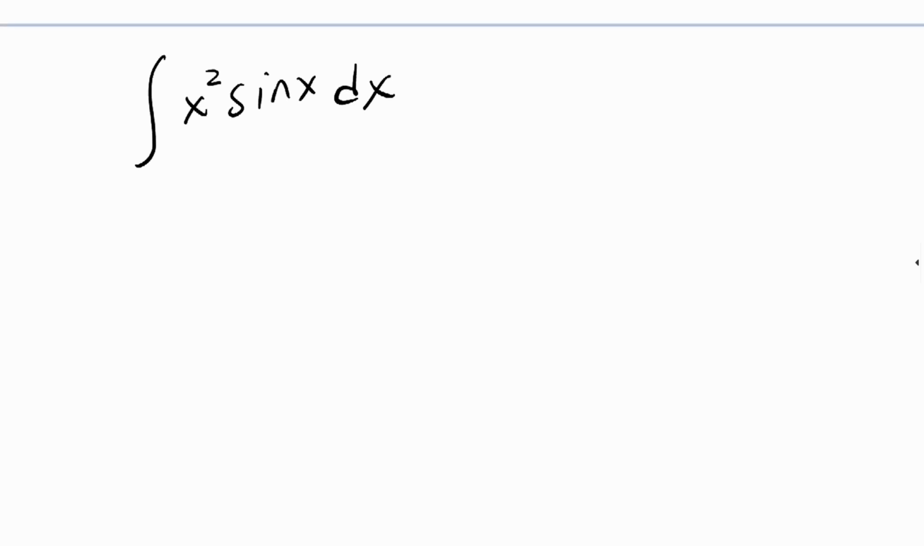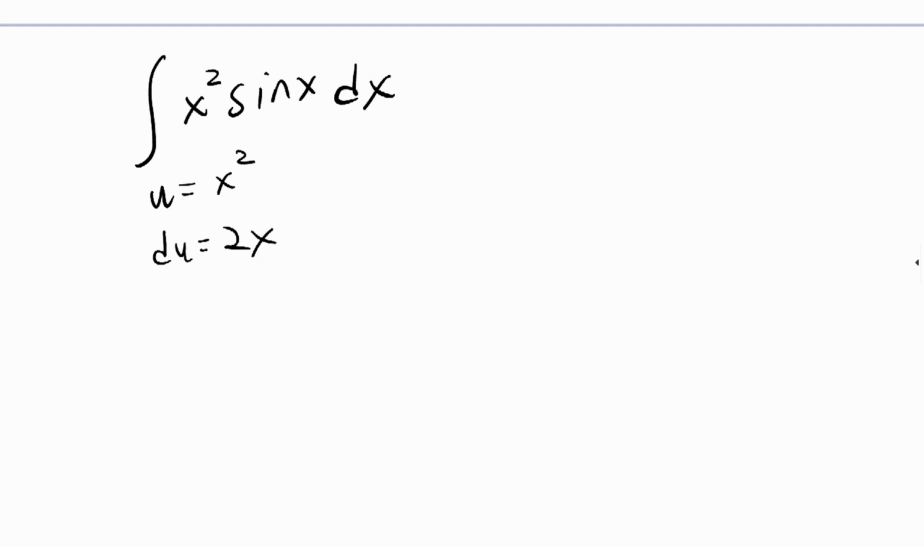So let's do a different problem. Let's say we have the integral of x squared sine x dx. Obviously u-substitution is completely out of the picture here, so there's no need to do u-sub. So we're going to use integration by parts. We're going to let u equal x squared, and du is equal to 2x.